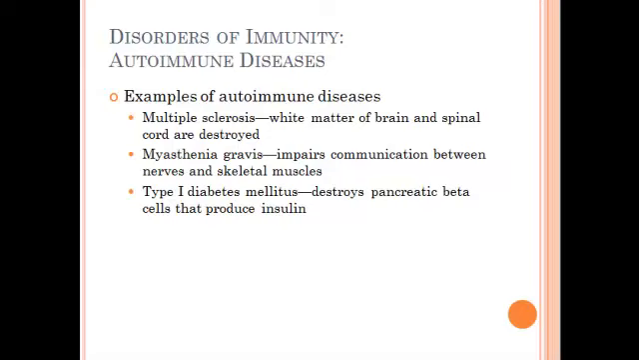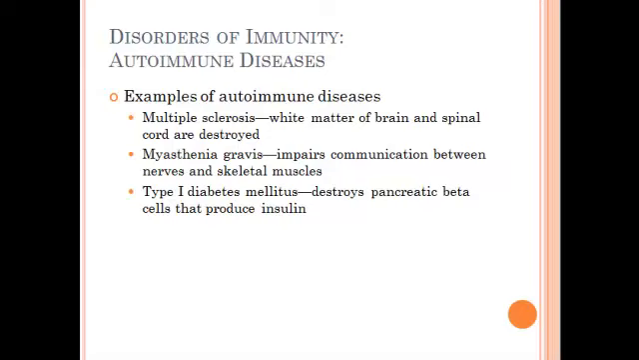Multiple sclerosis. We talked about the nervous system. So this is where the white matter of the brain and the spinal cord are being destroyed by the immune system. Myasthenia gravis. This is another situation where you have a breakdown of the nervous system control. Your immune system is fighting that. Type 1 diabetes. This isn't type 2 diabetes, this isn't adult onset diabetes. This is sometimes called juvenile diabetes. This is type 1 diabetes mellitus.